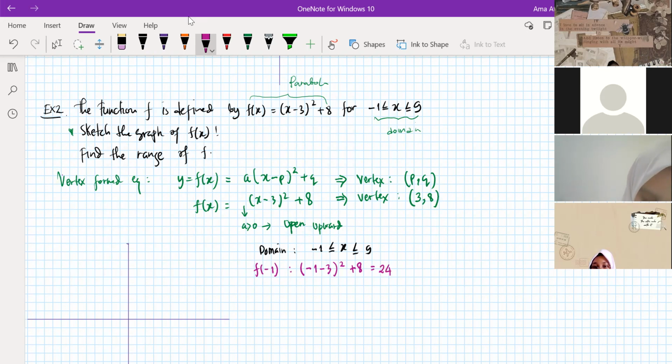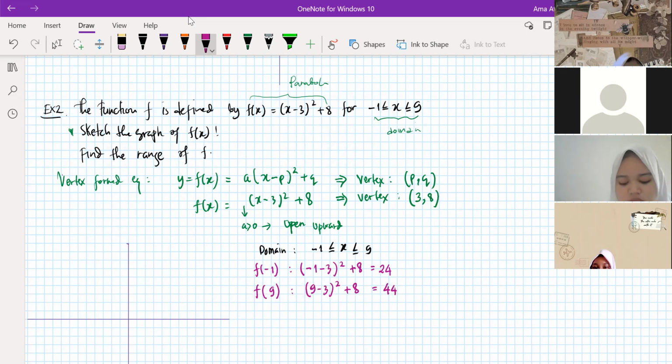Yes, it is 24. Okay. Then for domain 9, it will be negative 9 minus 3 squared plus 8. So it will be 44. Good.